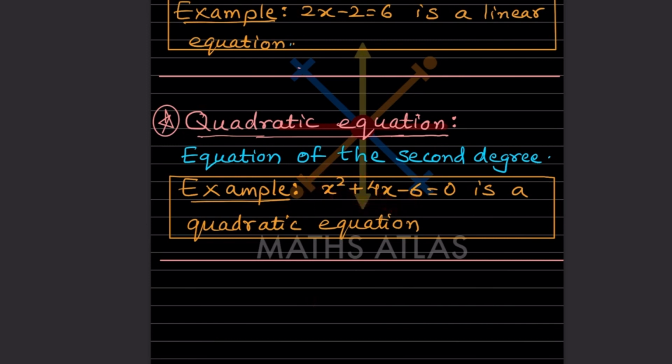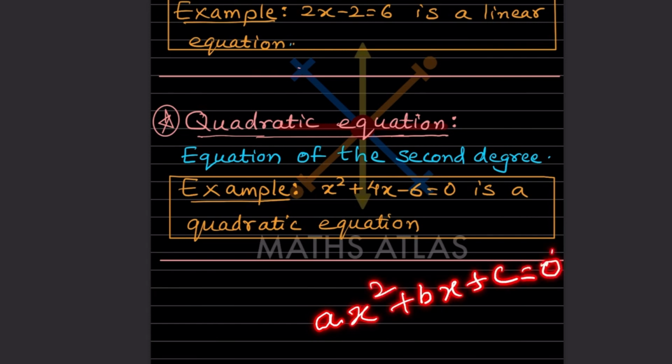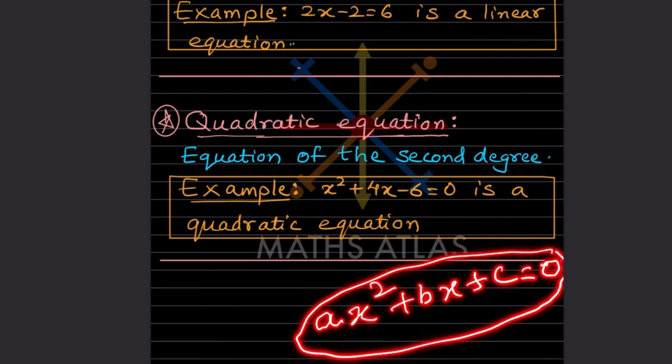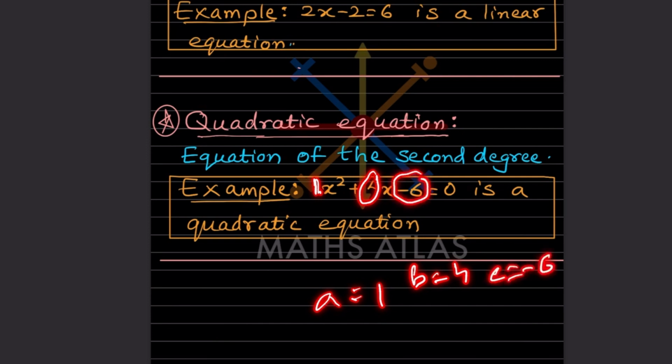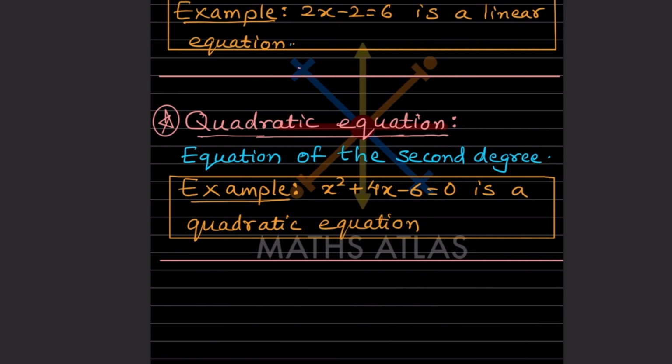For the quadratic equation, you have the general form ax square plus bx plus c is equal to 0. That also you have to remember. This is the general form of the quadratic equation. Now here a, you cannot see anything, but actually there is 1 over here. So a is 1, b is going to be 4, and c you will take along with the sign, that is minus 6. Hope you got it. So this also we will see later. This is a quadratic equation.